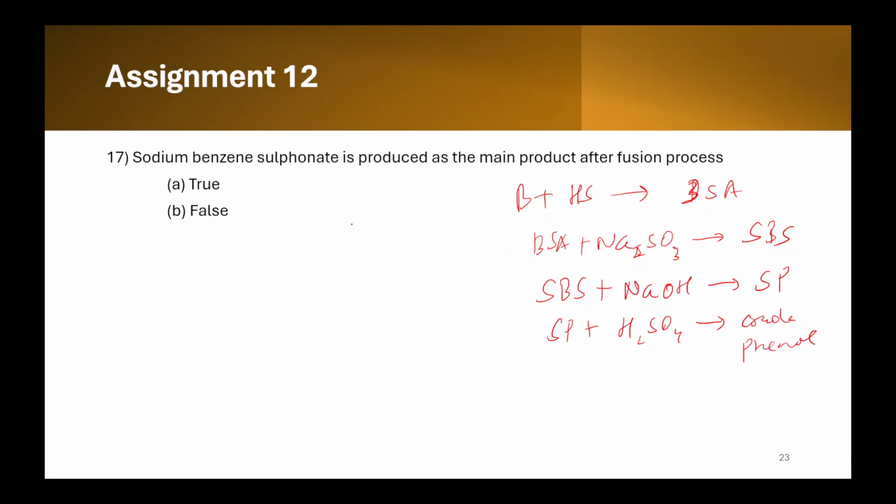Okay, so you saw this is the fusion step, or whatever reaction takes place in a fusionator. So the main product is not sodium benzene sulfonate. The main product is sodium phenoxide. So this is a false statement.